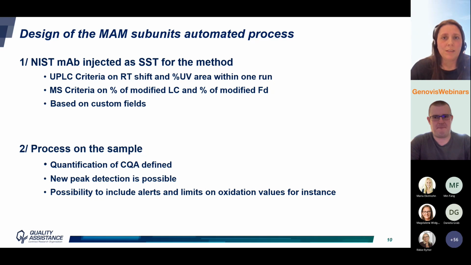And the second part of the process is for the sample, of course, for quantification of the defined CQA with the possibility to do the new peak detection. And we have the possibility to include alerts and limits on oxidation or glycan values, for instance.